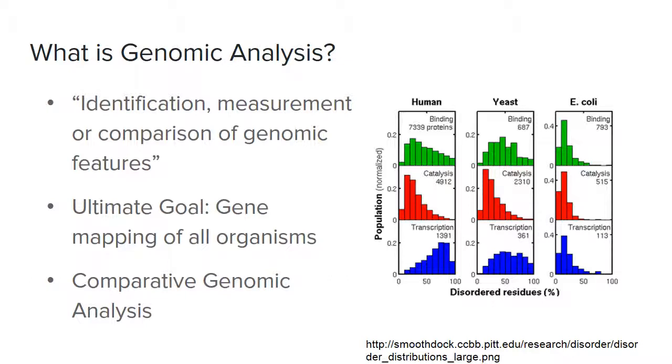This image is an example of comparative genomic analysis. Here scientists were researching how proteins existed without stable states naturally. These proteins are called intrinsically disordered proteins. In this specific experiment, scientists were analyzing the population difference between intrinsically disordered proteins that had different functions in different organisms.